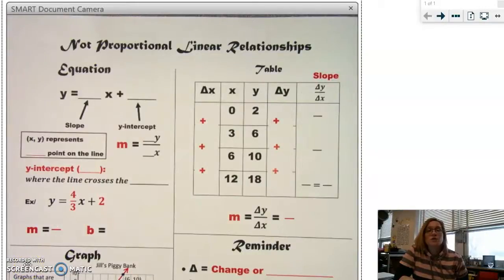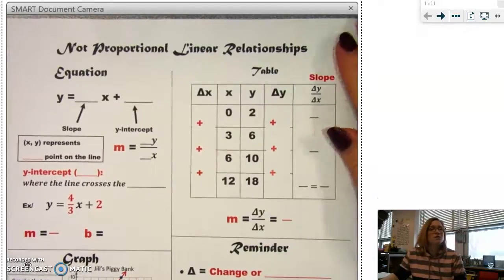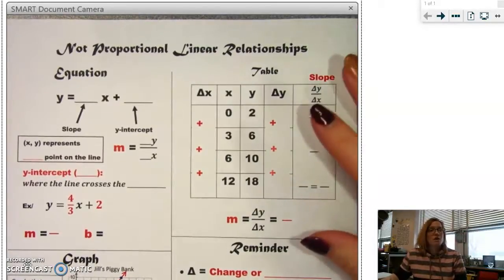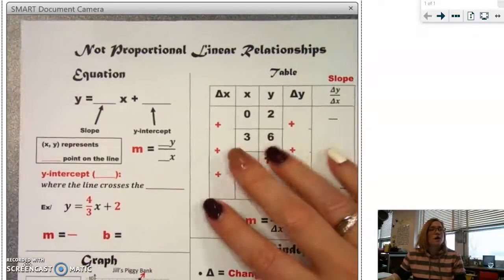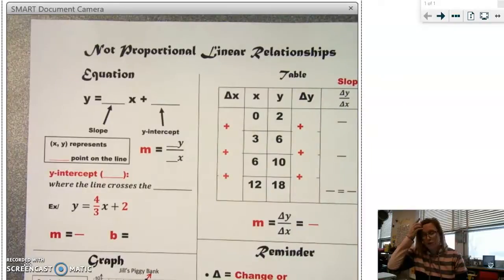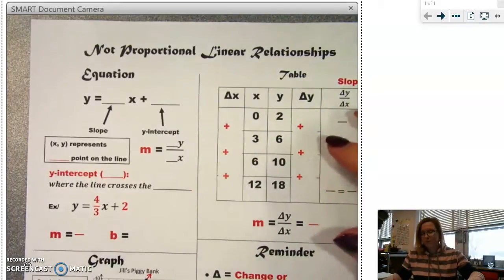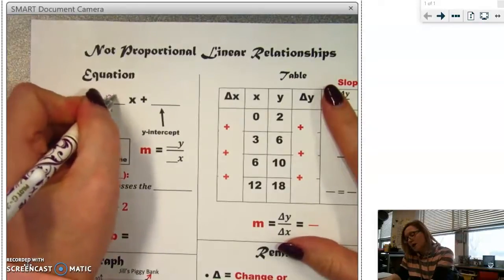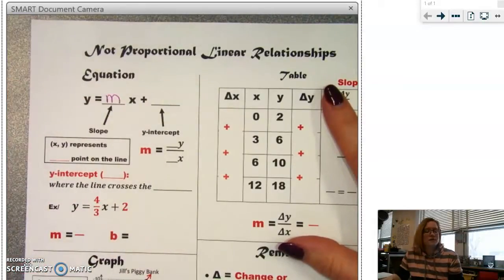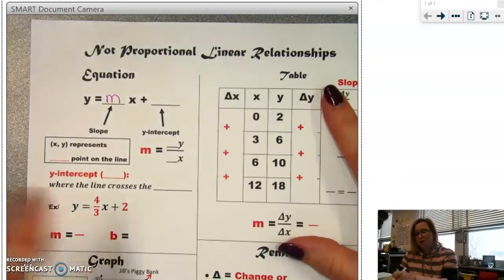Today we are going to finish up our Unit 3 and take some notes from our anchor charts on not proportional linear relationships. All right, so you'll see that this set of anchor charts looks very similar to the one we did for proportional. So now we just kind of switched everything around so that it fits our new topic, not proportional. So to get started, the equation for not proportional is now, instead of k, it's mx plus b.